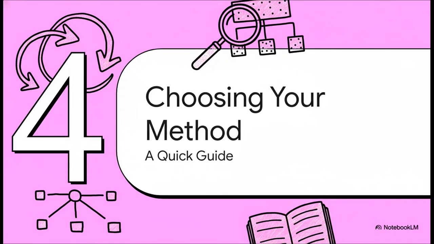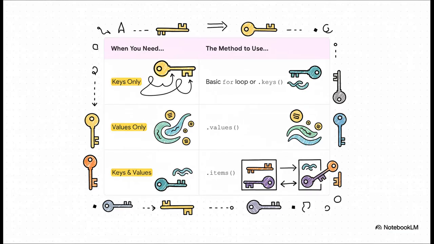Okay, that was a lot. We've covered a few different methods. So the big question is, which one should you actually use? Let's make it super simple with a quick guide. Here's your cheat sheet. It's really this easy. If you only need the keys, a basic for loop is totally fine. Or you can use .keys if you want to be extra clear. If you only care about the values, .values is your go-to. But if you need both the key and the value together, then .items is your best friend. It's almost always the right answer in that case.